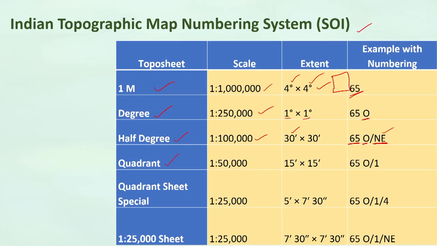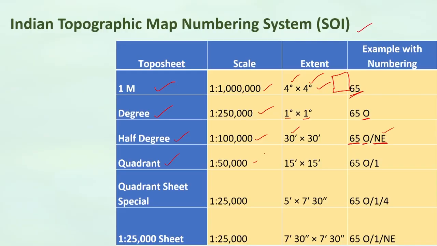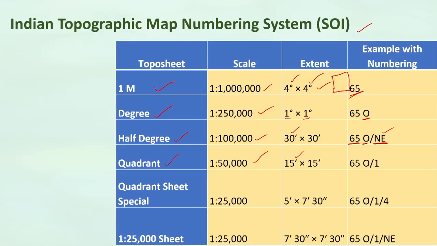Next, the quadrant type of topo sheet. Most of the time the cartographer will use this scale map, the 1:50,000 map. This will cover 15 minutes longitude, 15 minutes latitude. This is the coverage of this scale map. This kind of topographic map will be numbered like this: first 2 numbers, then 1 alphabet, then 1 number again. Similarly, we have the quadrant sheet special map and the 1:25,000 sheet map, right, a very large scale map.